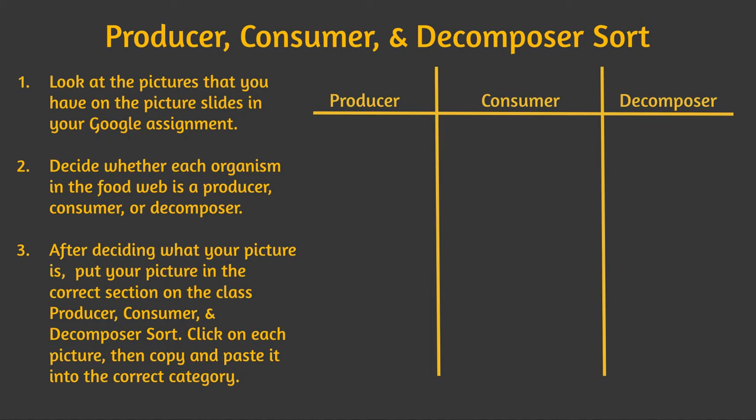So, in your Google assignment on Schoology, you will have an assignment. You will see 30 pictures, and you will click on the picture, copy, and paste it into the correct category. It might be a producer, it might be a consumer, or a decomposer. That is your activity for the week.